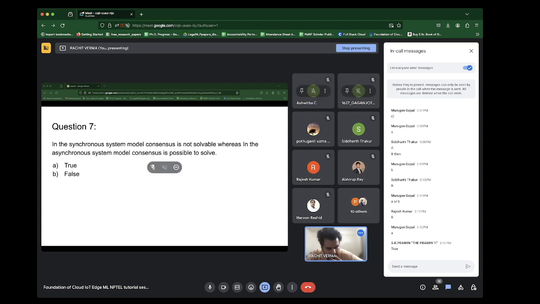Okay, so in the synchronous system model, consensus is not solvable, whereas in the asynchronous system model, consensus is possible to solve. Is it A, true, or B, false? Does anyone have any responses?